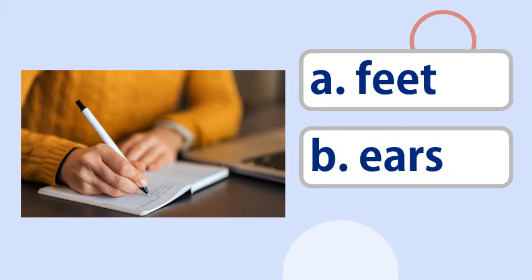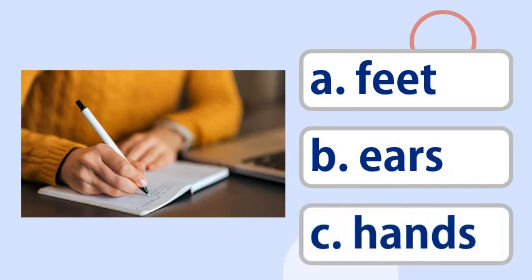Now for our last question. Look at the picture. Is she using A, feet, B, ears, or C, hands? What do we use when we are writing? You're right! Letter C. It's hands. Very good.